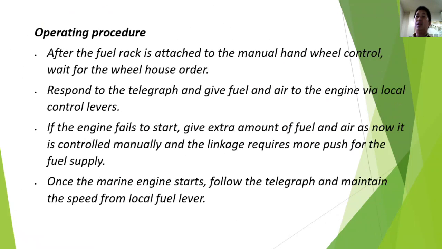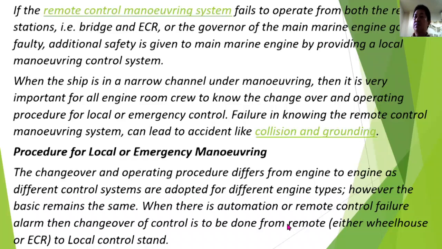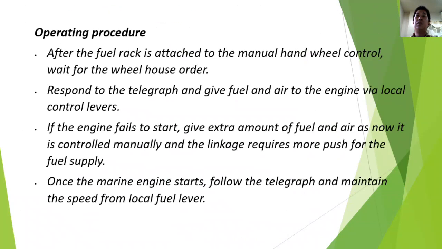So we also have the operating procedure here. As I said a while ago, the fuel rack is somewhere in here. In this picture you cannot see it, but it is directly connected to this actuator, which is directly operated by the use of this hand wheel. So to start the engine, the fuel rack is attached to the manual hand wheel control.